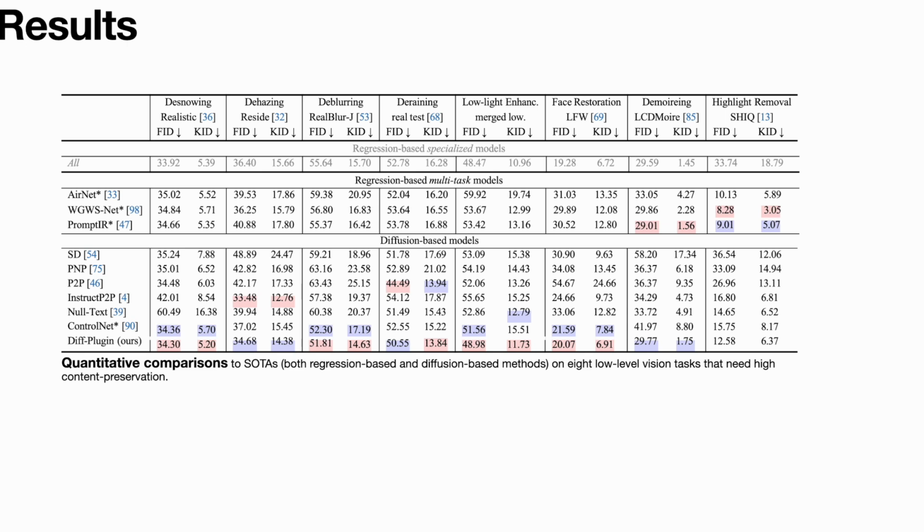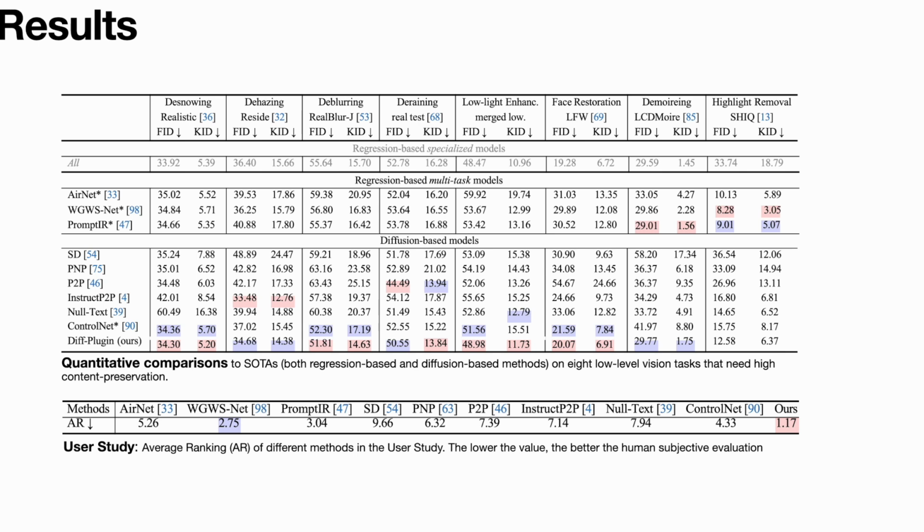We conducted extensive experiments on 8 tasks and compared our framework with a regression-based and a diffusion-based model. The results show that our Diff-Plugin is superior. We also conducted a user study to compare subjective ratings. The average ranking also shows that our framework is more preferred. We also validate the effectiveness of each component in our framework design. Please refer to the main paper for more details.